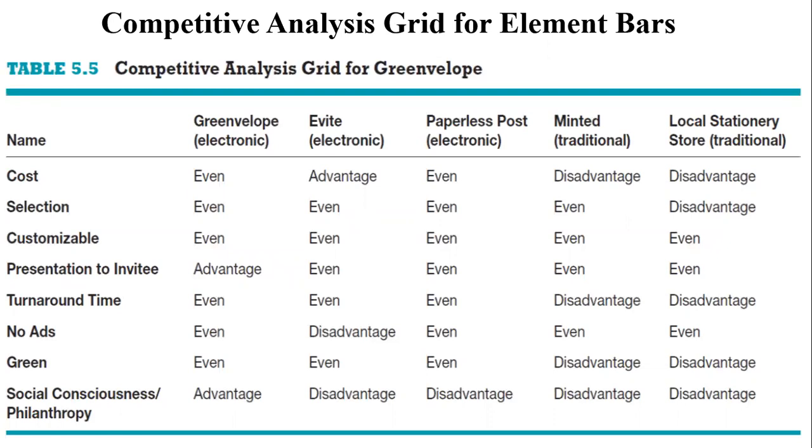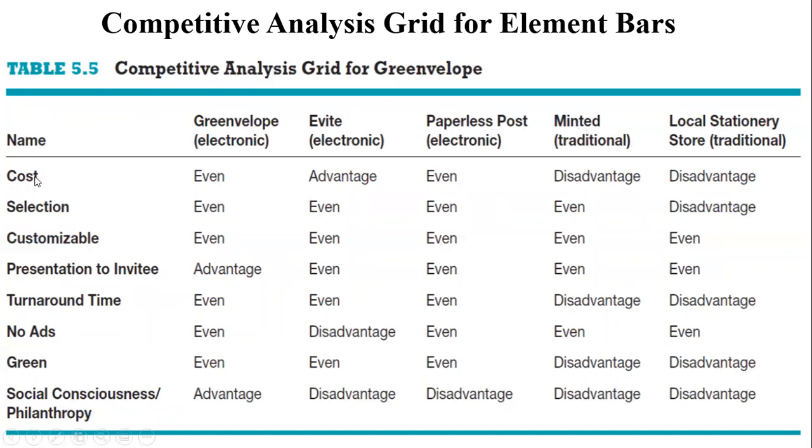So this is a typical example of a competitive analysis grid for Greenvelope. So Greenvelope is the company or the venture, and it is trying to find its competitive strengths or weaknesses by comparing these variables or factors with how it fares in other competing organizations like Evite, Paperless Post, Minted, and local traditional stationery. Sorry, local stationers or traditional stores.